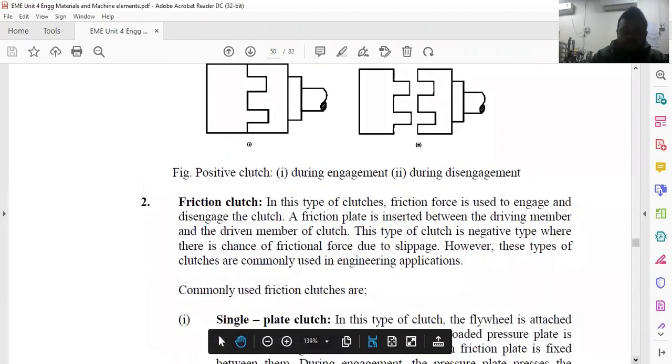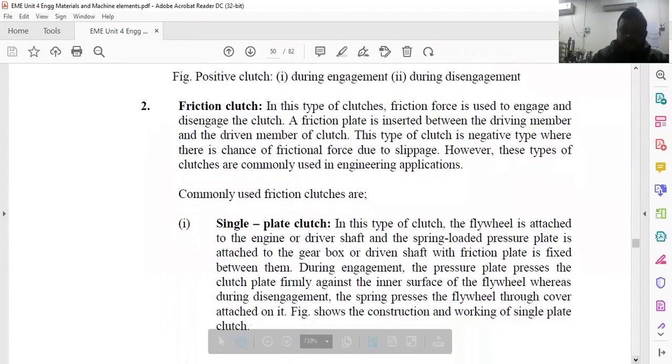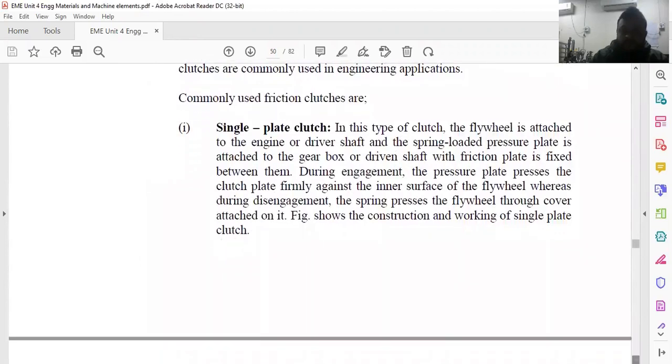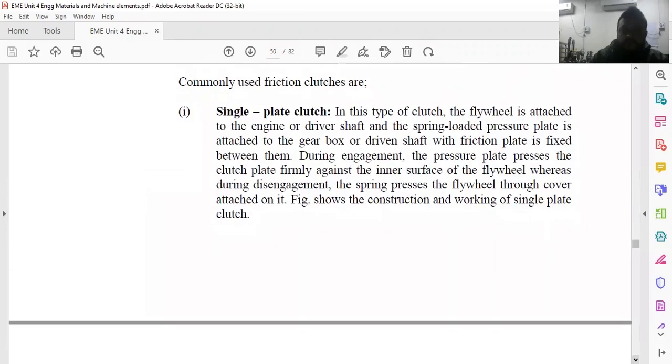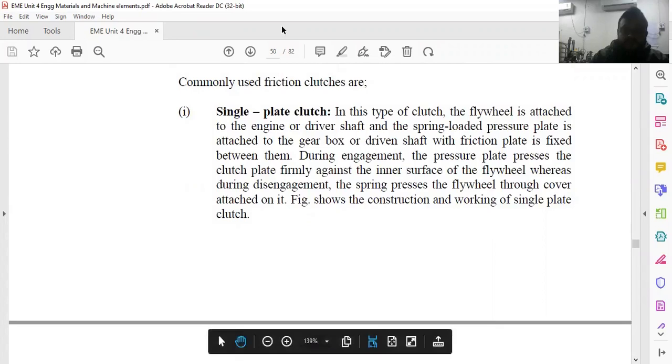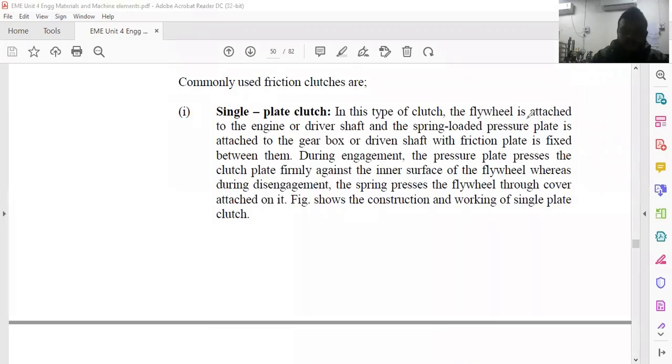Friction clutch also has the single plate clutch, in which only a single plate is used during engagement or disengagement. Friction plate and pressure plate is single. So here you can see what happens. In this type of clutch, flywheel is attached to the drive engine. The function of the flywheel is to store the excess amount of the power and release whenever required.